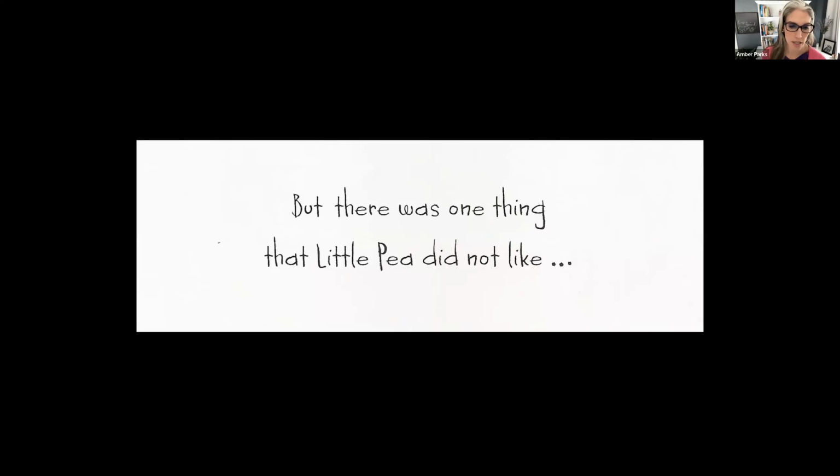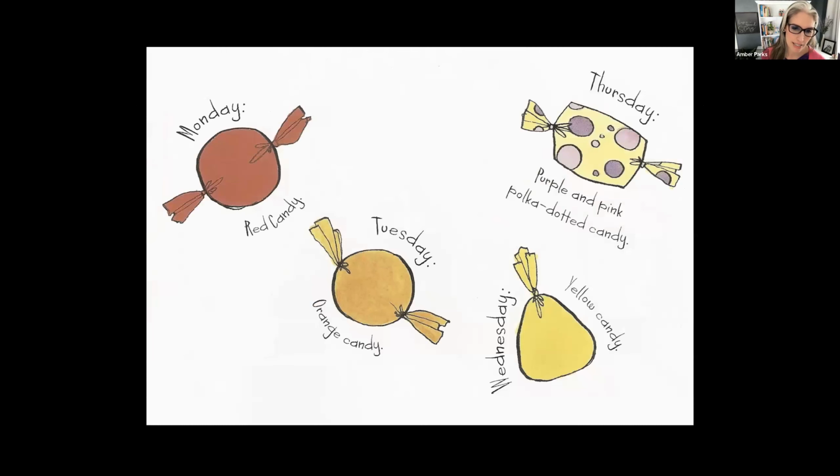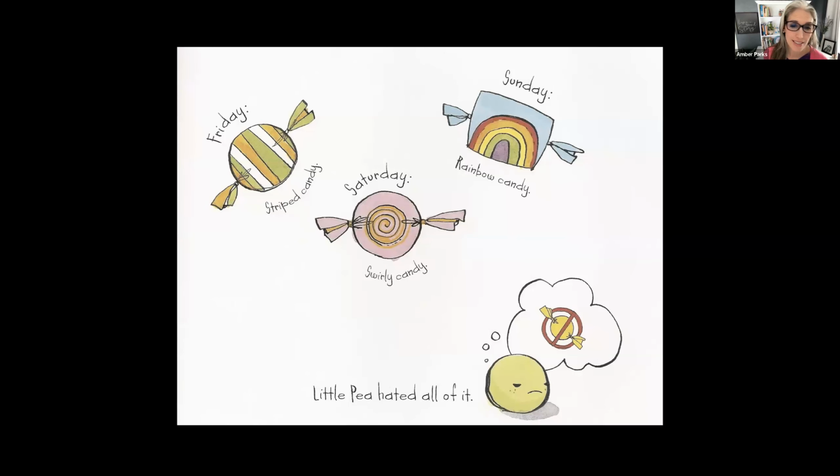But there was one thing that Little P did not like. Any guesses? Candy. That's what you have to eat for dinner every night when you're a pea. Candy, candy, candy. Look at that poor guy. Monday, red candy. Tuesday, orange candy. Wednesday, yellow candy. Thursday, purple and pink polka dotted candy. Friday, striped candy. Saturday, swirly candy. Sunday, rainbow candy. Little pea hated all of it.